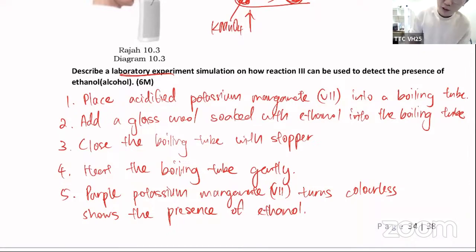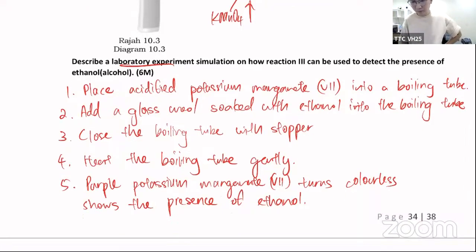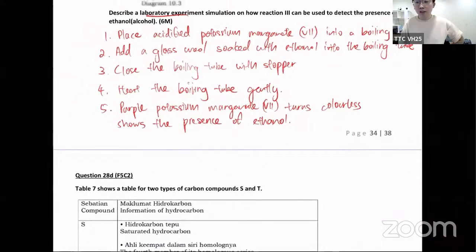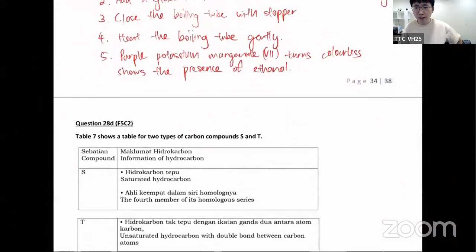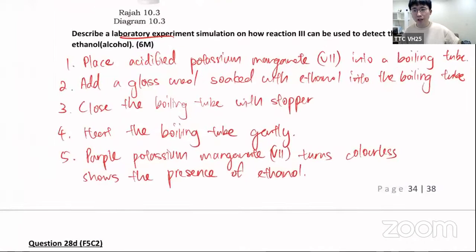Hey, well, this question took me long enough because of the mistake. Okay, so guys, moving on. So this one just a simple description on how to actually test a drunk person, whether he is drunk.